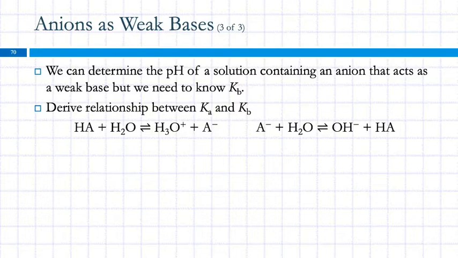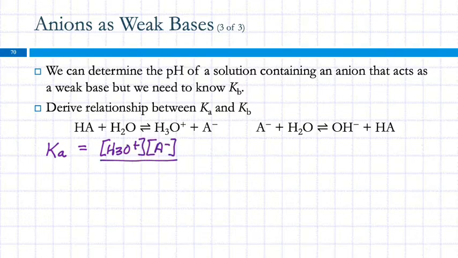Hopefully this goes better than the last derivation I did. I'm going to use purple because it's a happy color. Okay, so here I have a weak acid, and it's forming hydronium ions and A minus. And so I can write an expression for Ka. It's going to equal the hydronium ion concentration times A minus divided by the HA concentration. The water doesn't come into it because it's a liquid.